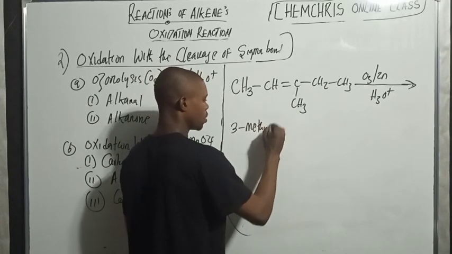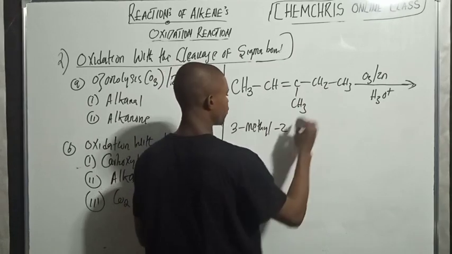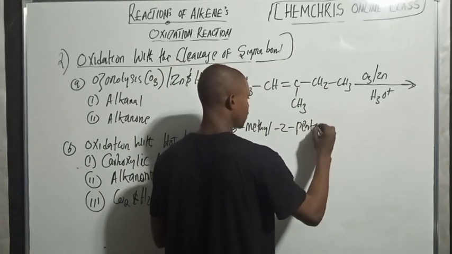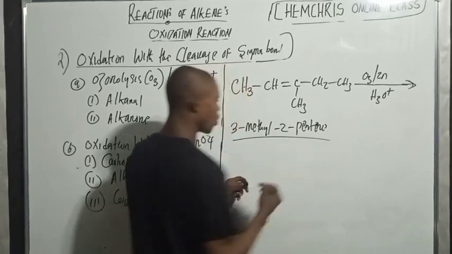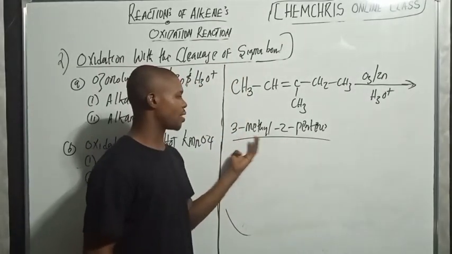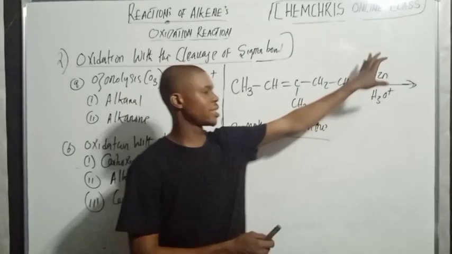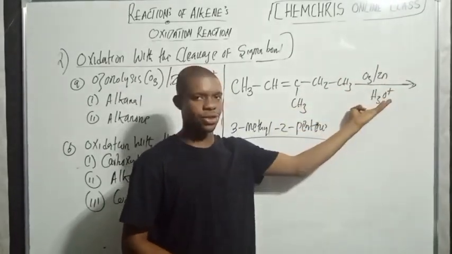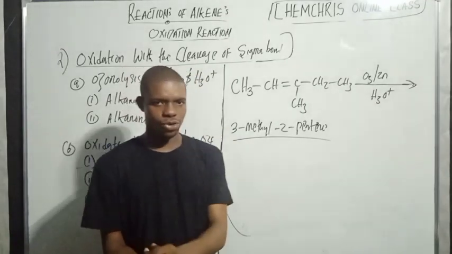3 methyl 2 pentene. Now, what is a common question in the exam? When 3 methyl 2 pentene undergoes ozonolysis in the presence of zinc under acidic condition, what are the products?